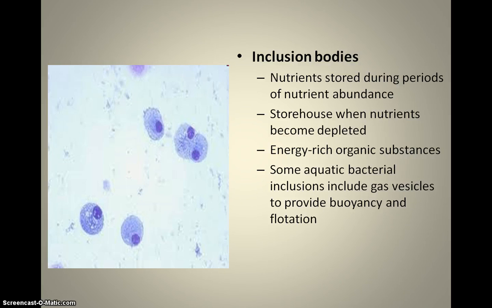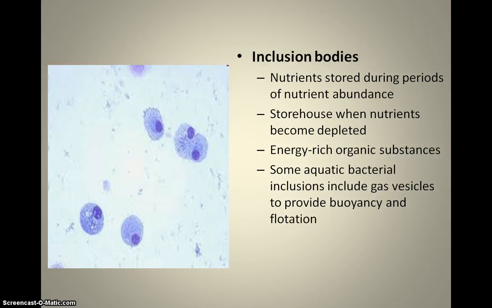Some bacteria can have inclusion bodies, and an inclusion body is essentially a little packet where nutrients are stored. If you're going through a period where you have a lot of nutrients available to you as a single-celled organism, in order to ensure your survival, sometimes you'll take that excess nutrient and store it so that it's available in times when nutrients become depleted.